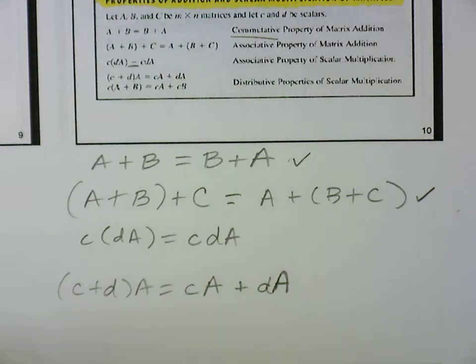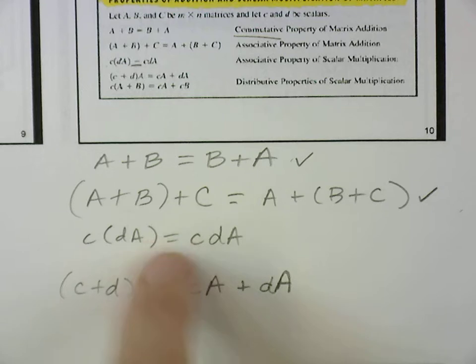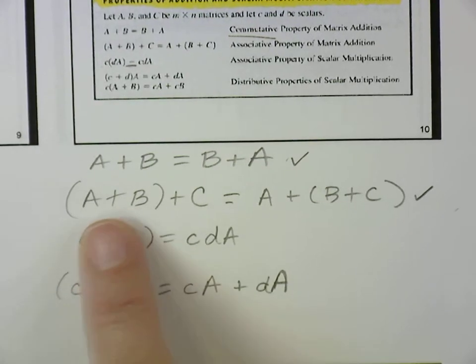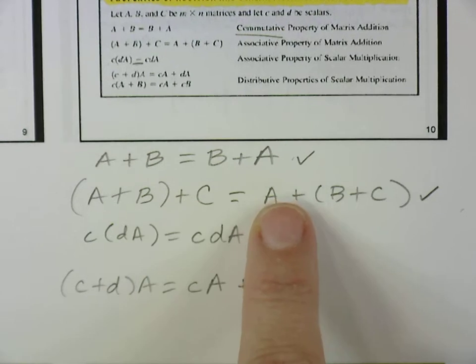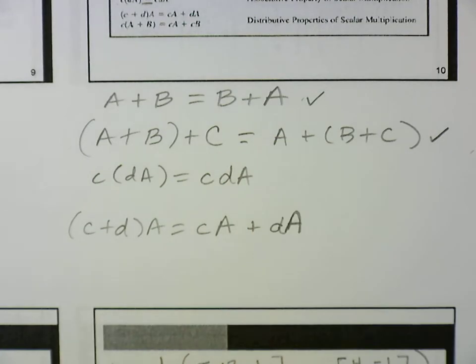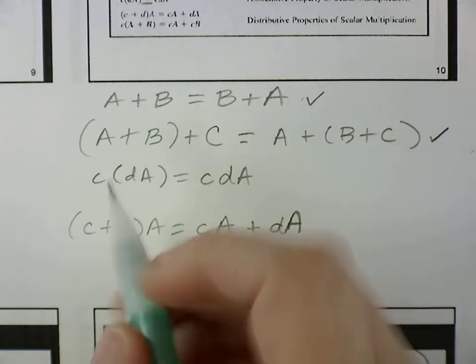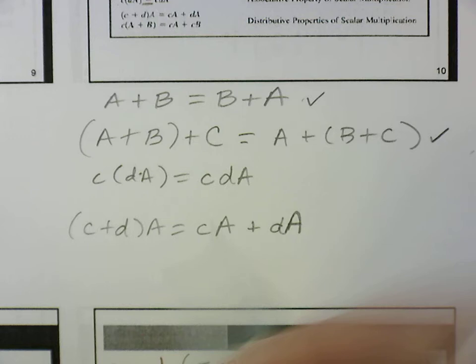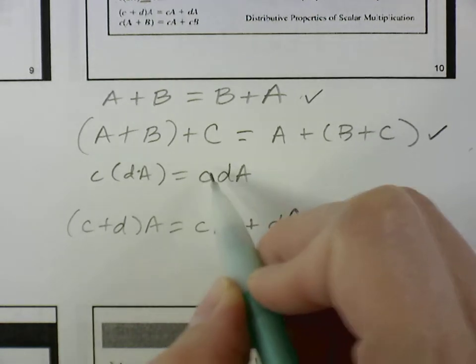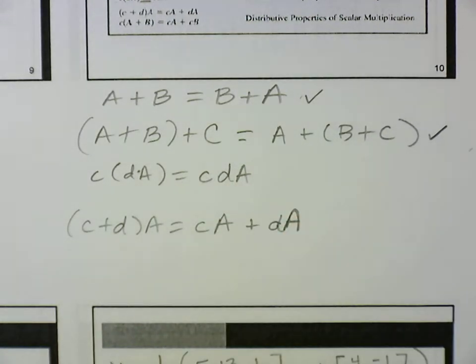The second property, the associative property of addition, that's going to hold as well. So if you decide you want to add A and B together first and then C, you would get the same result if you added B and C together first and then added that to A. Okay, and then the next one is the associative property of scalar multiplication. So for that one, they're just saying it wouldn't matter if you multiplied D times A first, or if you did C and D first and then multiplied it by A. So the order that you're multiplying those in does not matter.